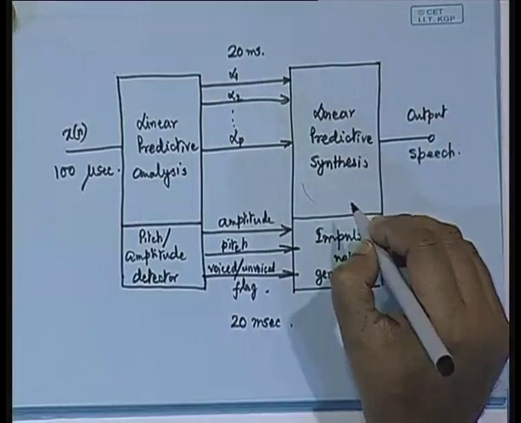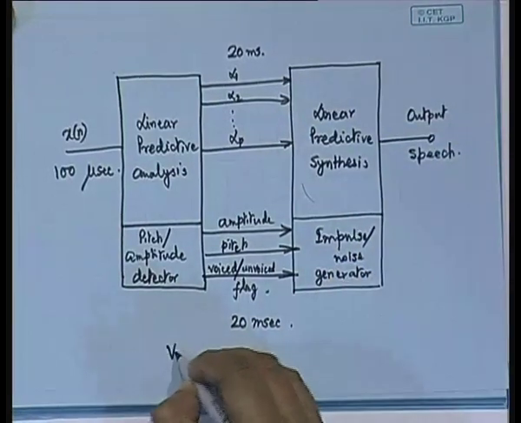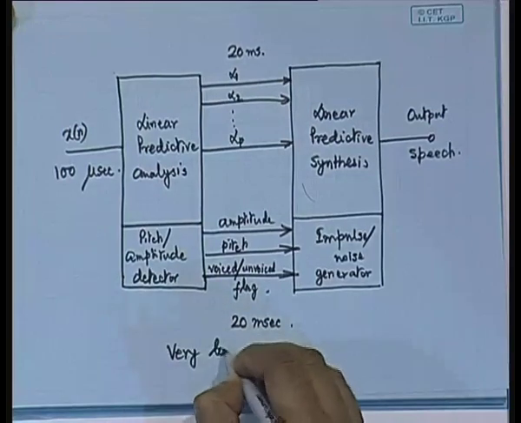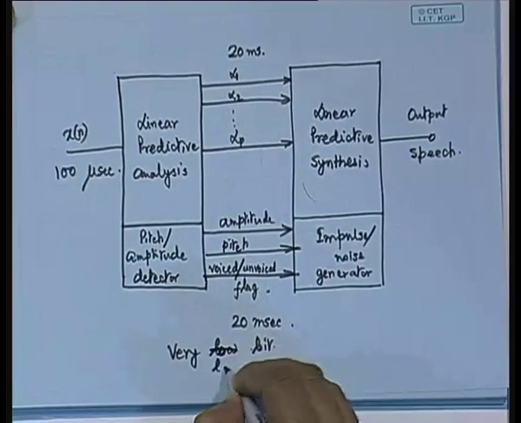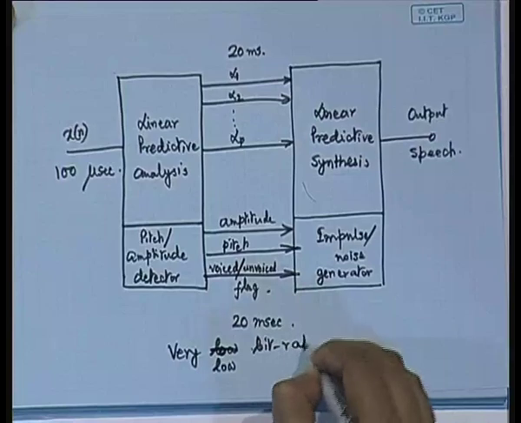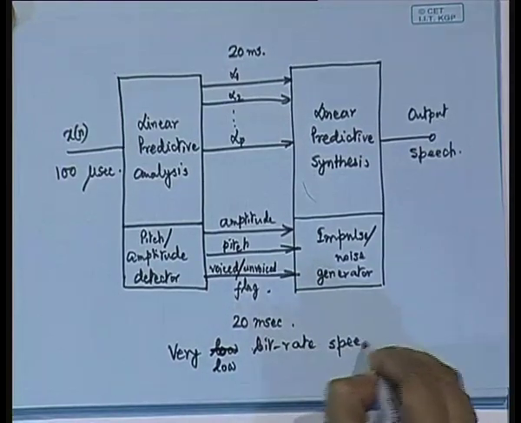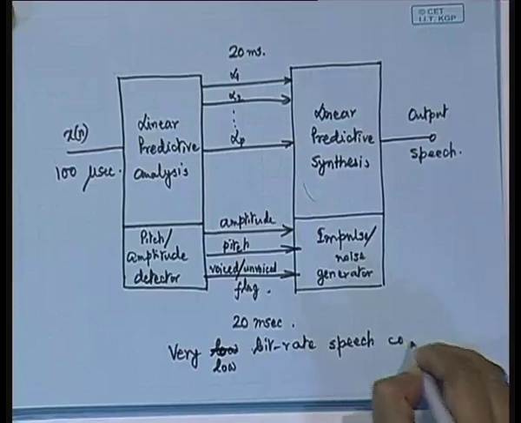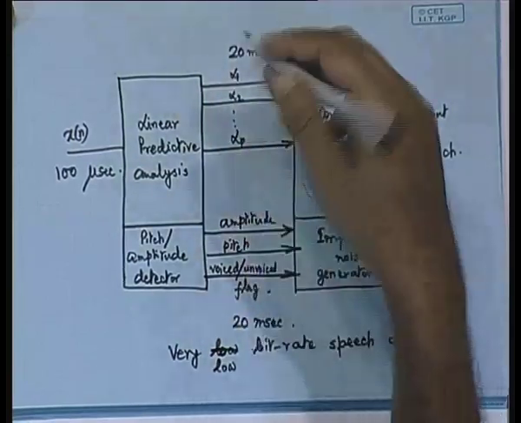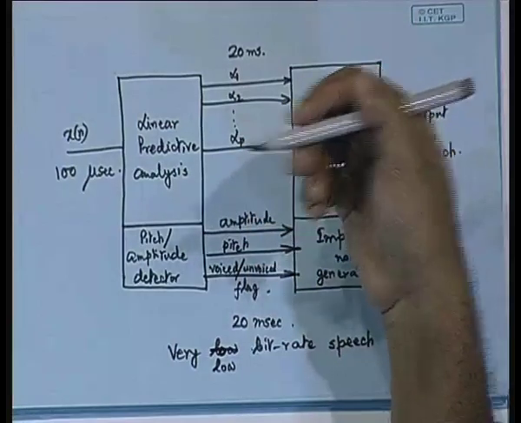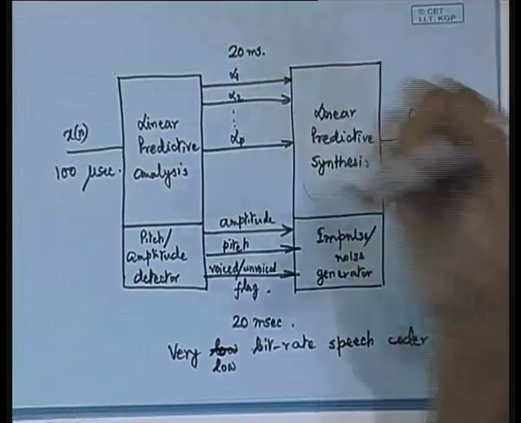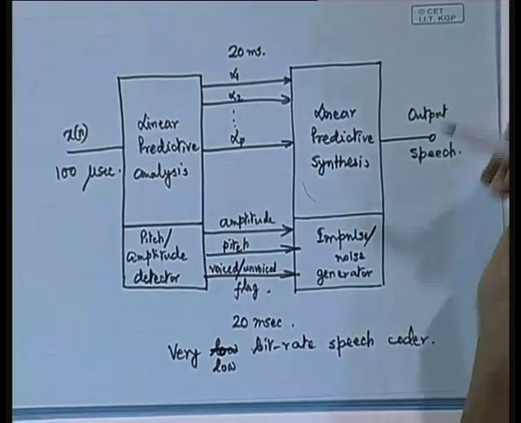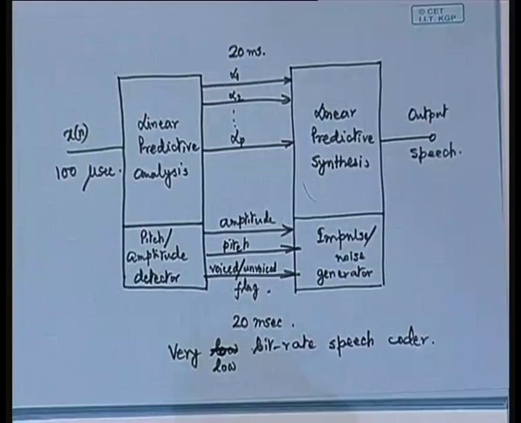So, this is going to be a very low bit rate speech coder. And why very low bit rate? Because everything is at 20 milliseconds of rate. Just compare it with the original sampling rate of 100 microseconds. 20 milliseconds is, naturally, we can afford to call it a very low bit rate. So, this is the basic philosophy.